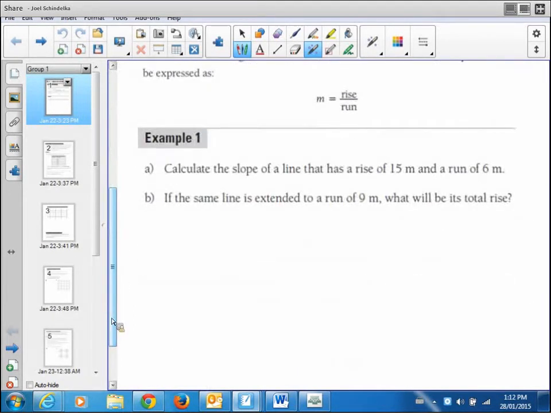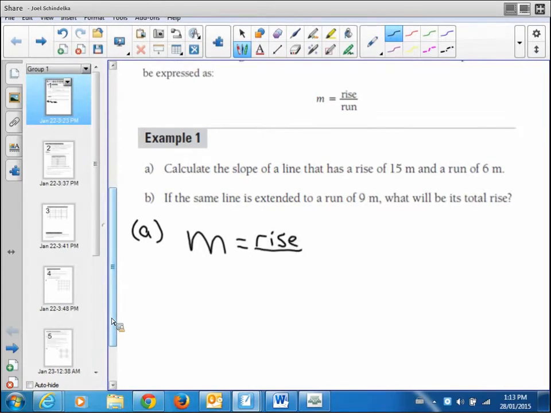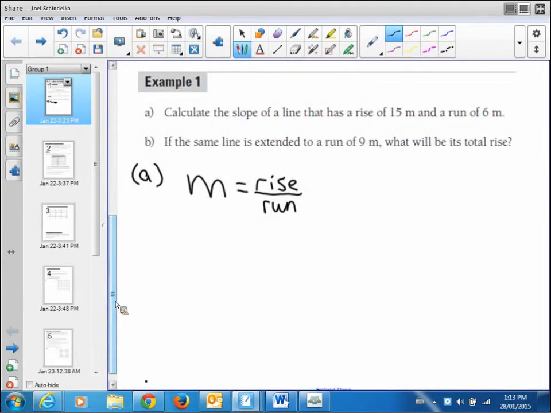Now, keeping rise and run in mind, let's go through these first two examples real quickly. Calculate the slope of the line that has a rise of 15 and a run of 6. We're going to use the letter M to mean slope. Rise over run, I'm going to write it down this one time, just to remind us. So the slope in this case, it directly says rise and run, is 15 over 6. And the units match, so it's fine.